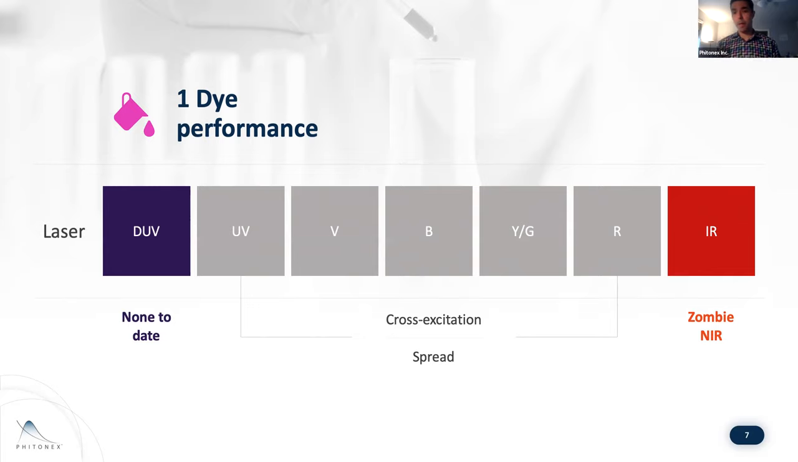But for a moment, we'll set aside the deep UV because there are really no labels to date in the deep UV, very, very few, in fact, deep UV lasers and UV lasers out there. And then really there's only the Zombie NIR viability dye in the IR. But all the labels that we've seen in here suffer from cross-excitation and spread. I'll comment quite a bit too on some of these other labels that we've had in the field. And really, frankly, blue-excited dyes, for instance, dumping into the violet, violet dyes dumping into the UV.